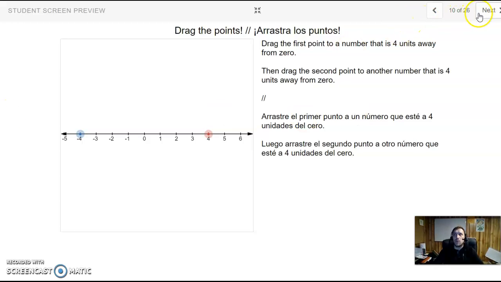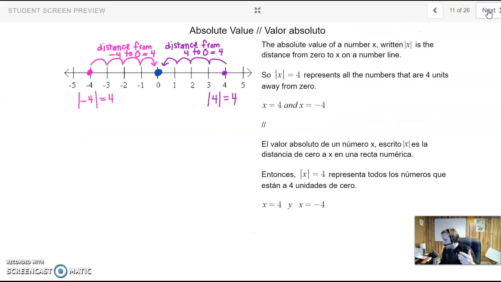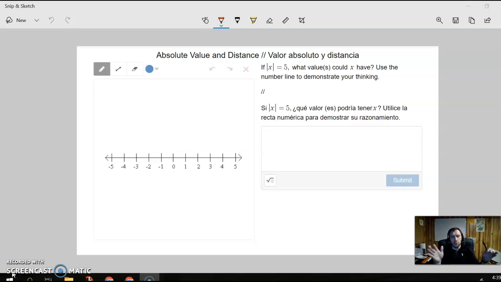When you look at that, we write it like this: the absolute value of -4 is equal to 4, and the absolute value of 4 is equal to 4. That's what we want you to focus on. Make sure this is in your notes. Pause and take some notes. Hopefully you took notes on that.